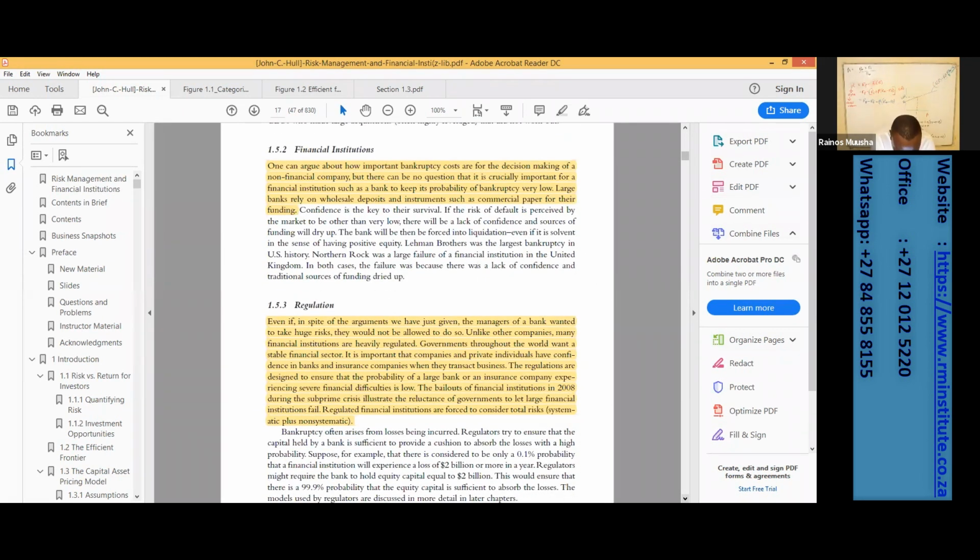The other issue that you have to take into account when you look at the risk-return relationship for companies as well is to do with financial institutions, where they say one can argue about how important bankruptcy costs are for the decision-making of a non-financial company, but there can be no question that it is crucially important for a financial institution, such as a bank, to keep its probability of bankruptcy very low.